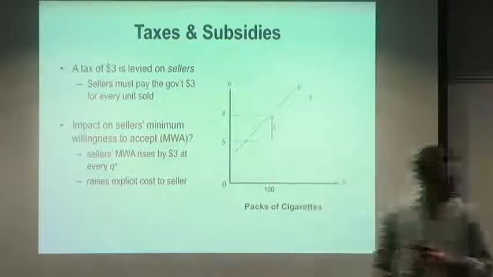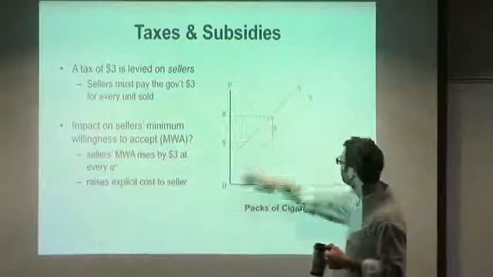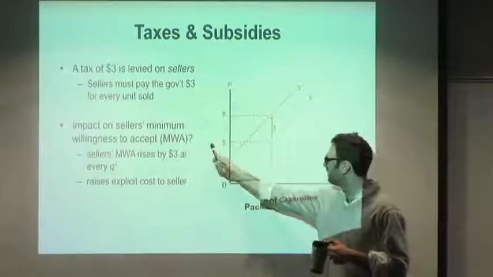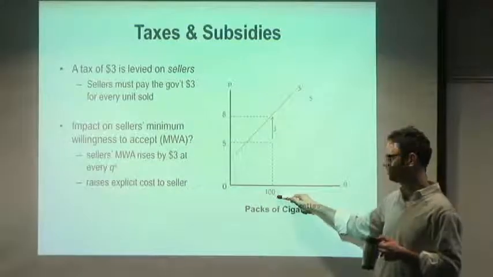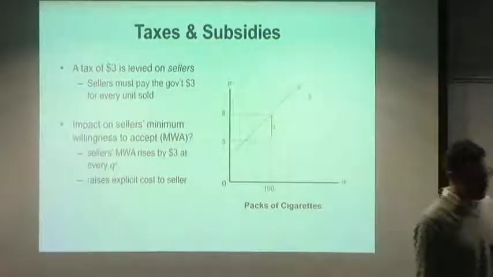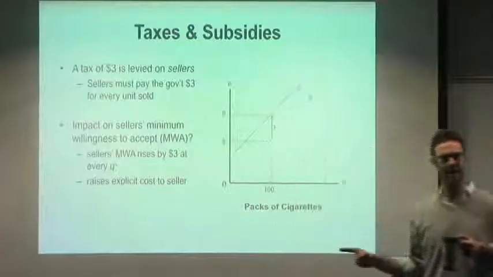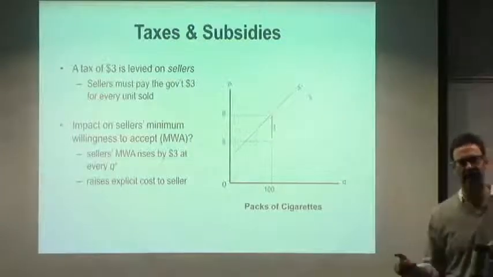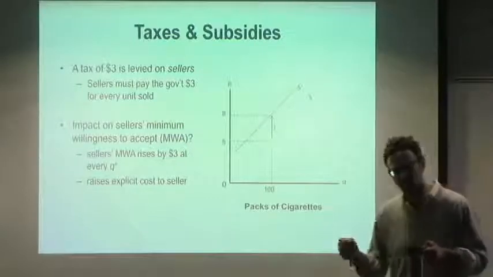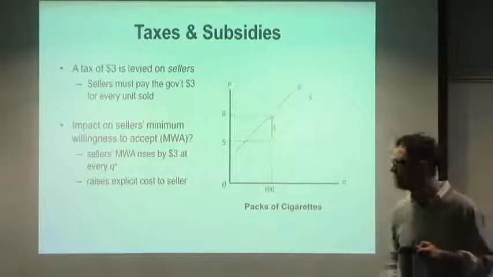Let's assume that we have a supply for cigarettes, and as an example, at a price of $5 a pack, sellers are willing to sell 100 packs. Now, let's assume that the government levies an excise tax of $3 per pack, and the tax is going to be levied on sellers. So the legal incidence falls on the sellers. Sellers of cigarettes are the ones who, after they sell a pack of cigarettes, have to actually write a check to the government and pay the tax.